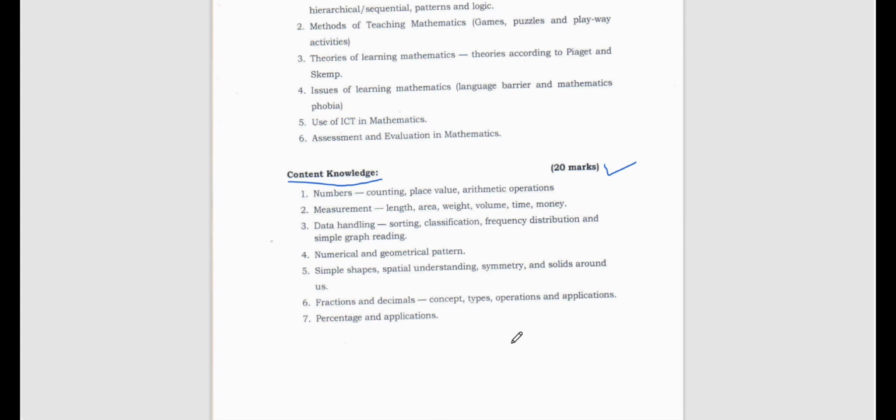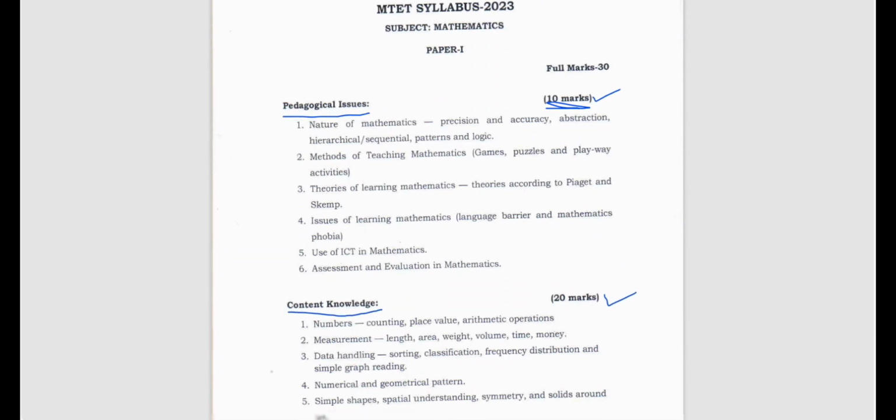Alright, now let's come back. Let me explain the syllabus to you. Here, pedagogical issues. Under pedagogical issues, number 1, what do we have? We have nature of mathematics, precision and accuracy, abstractions, hierarchical or sequential patterns and logic.